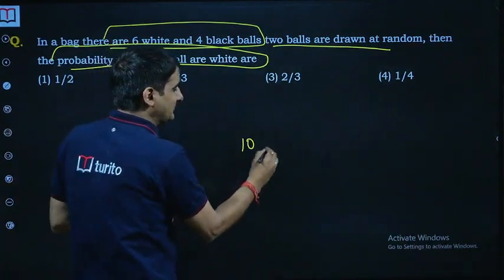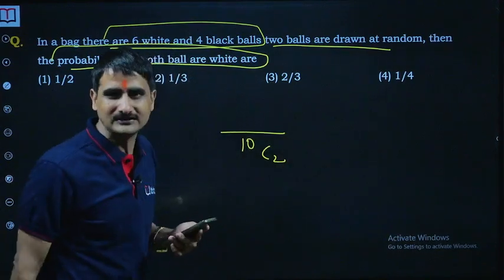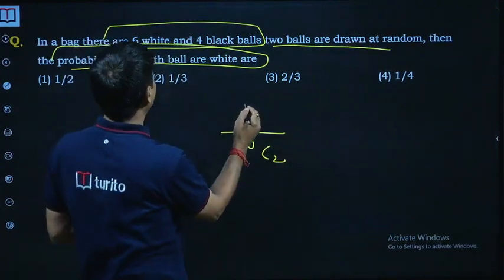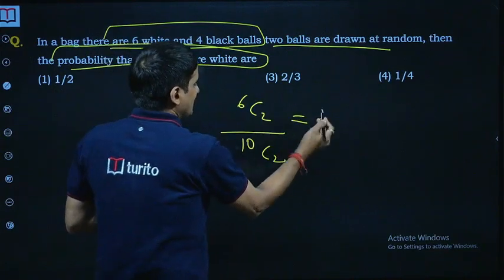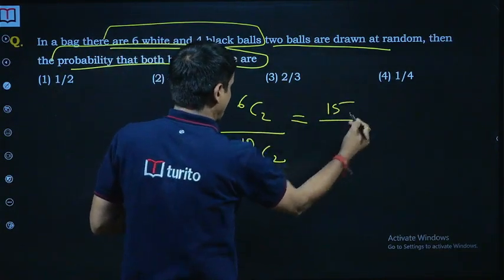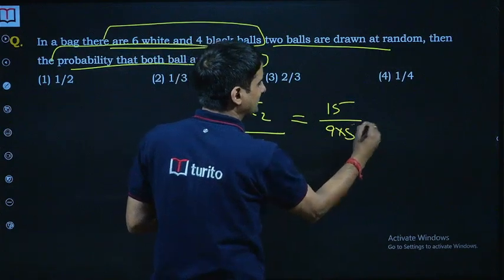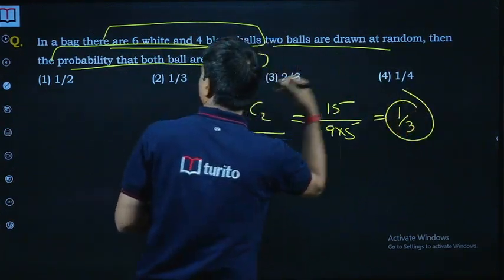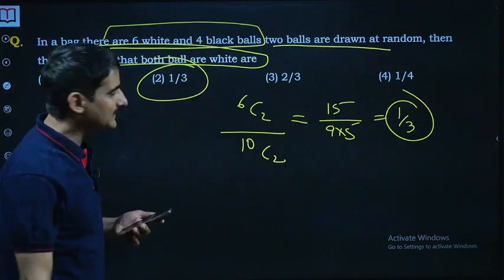Total number of ways of selecting 2 balls out of 10 is 10 C2. For 6 white balls, it's 6 C2 here, so it's 15, I think, yeah. And then 10 C2 is 9 into 5. So it's 1 by 3. So luckily we have options here, and 1 by 3 is an option.